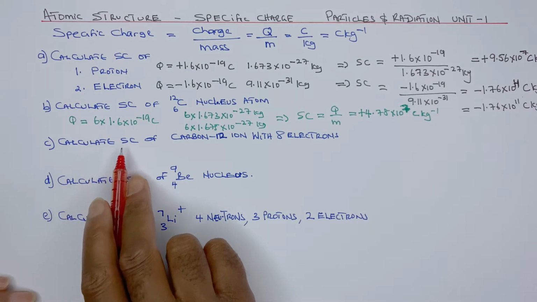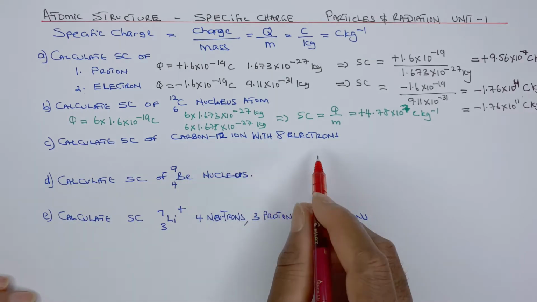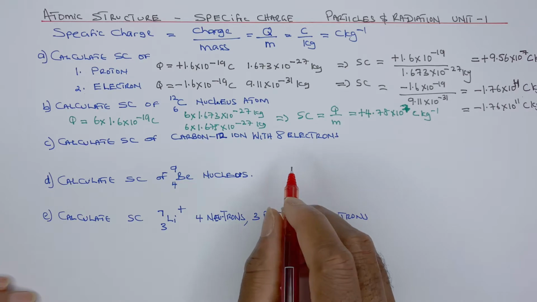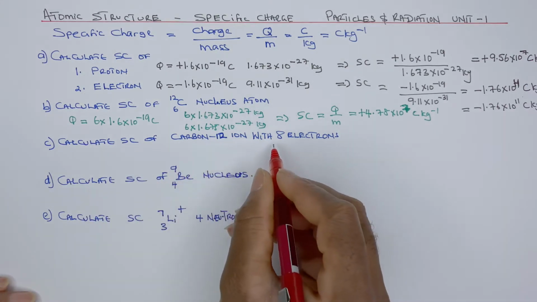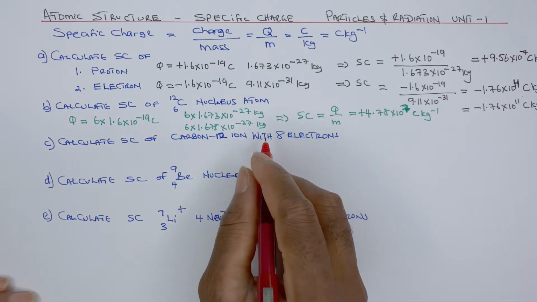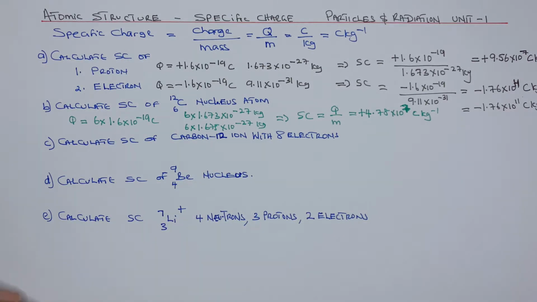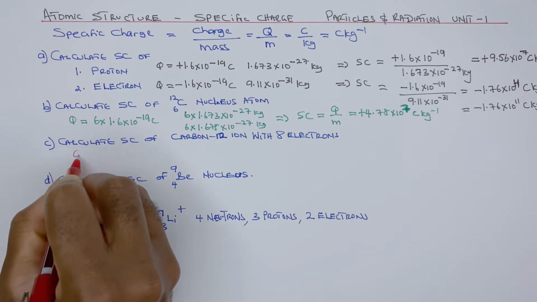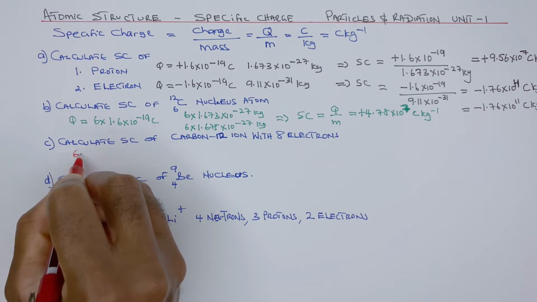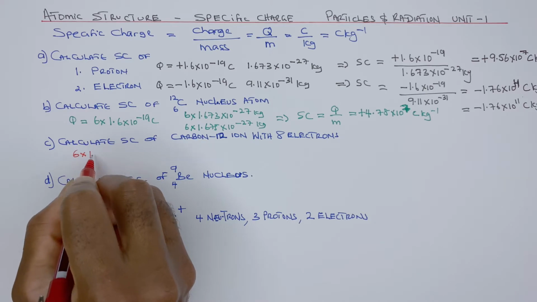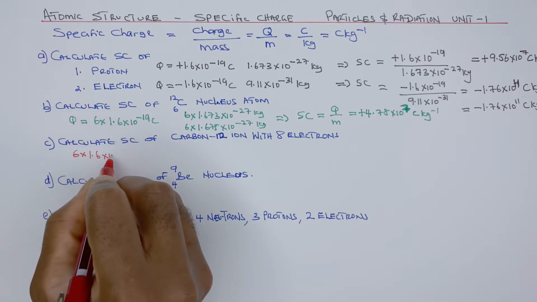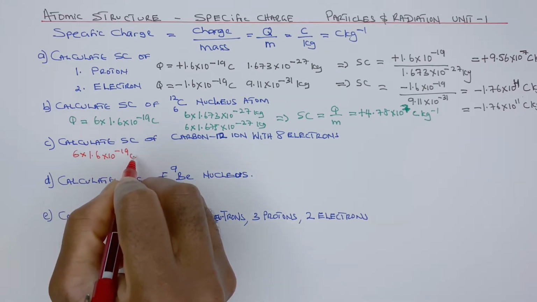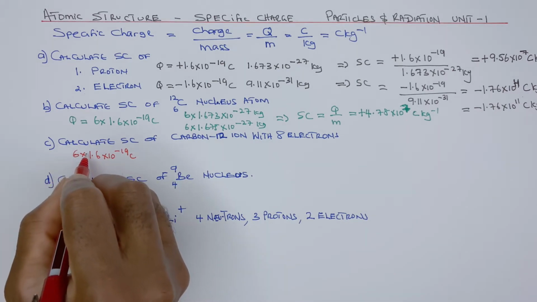Question C. Calculate the specific charge for carbon 12 with 8 electrons. So carbon 12 with 8 electrons is implying that it's got 6 protons, 6 neutrons, 8 electrons. That's why it's got ions. In this case, we have 6 protons, so that's 6 times 1.6 times 10 to the power minus 19 coulombs. That's the charge, so that's positive.